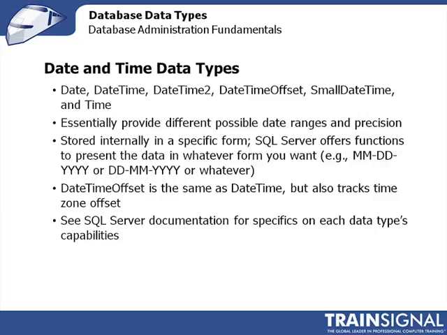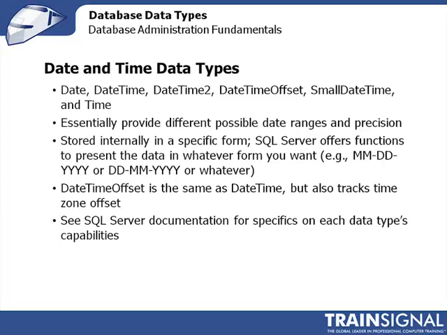Then there are the date and time data types we discussed: date, datetime, datetime2, datetimeoffset, smalldatetime, and time. These essentially just provide different possible date ranges and precision. So if you need millisecond precision or 1 minute precision, you're going to select the correct type based on that. These are stored internally in a very specific form, and that form is not always very human readable. So SQL Server offers a number of built-in functions to take that internal storage format and then present it in whatever form you want. So you could do month-day-year or day-month-year or whatever you needed for your particular purposes.